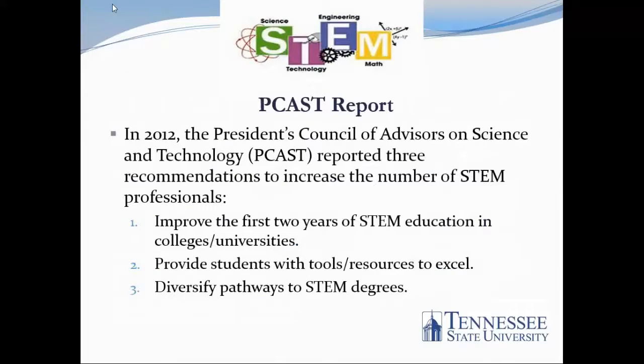So in 2012, the President's Council of Advisors on Science and Technology reported three recommendations to increase the number of STEM professionals. Number one, improve the first 2 years of STEM education in colleges and universities. Number two, provide students with tools and/or resources to excel. And number three, diversify pathways to STEM degrees.